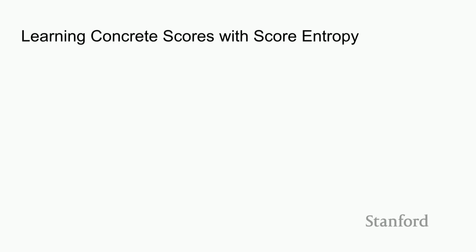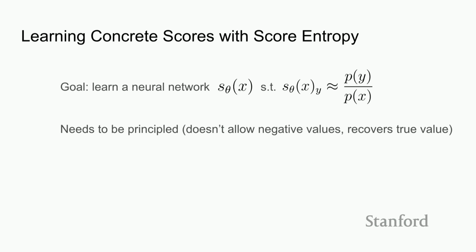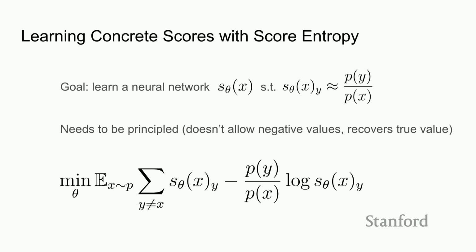How do we learn this concrete score? And how do we do this? Our goal here is to learn a neural network S theta of x, such that when we parameterize S theta of x at a position y, we can get the relative ratio py over px. We need to find a way to do this in a very principled manner, as in we can't allow negative values for our S theta. And also, when we have enough data and enough model capacity, we should be able to recover the ground truth.